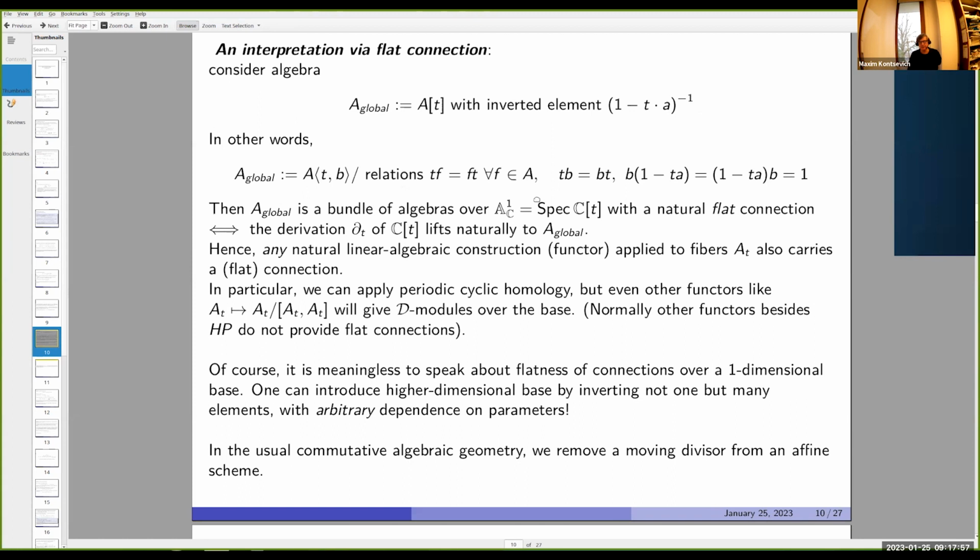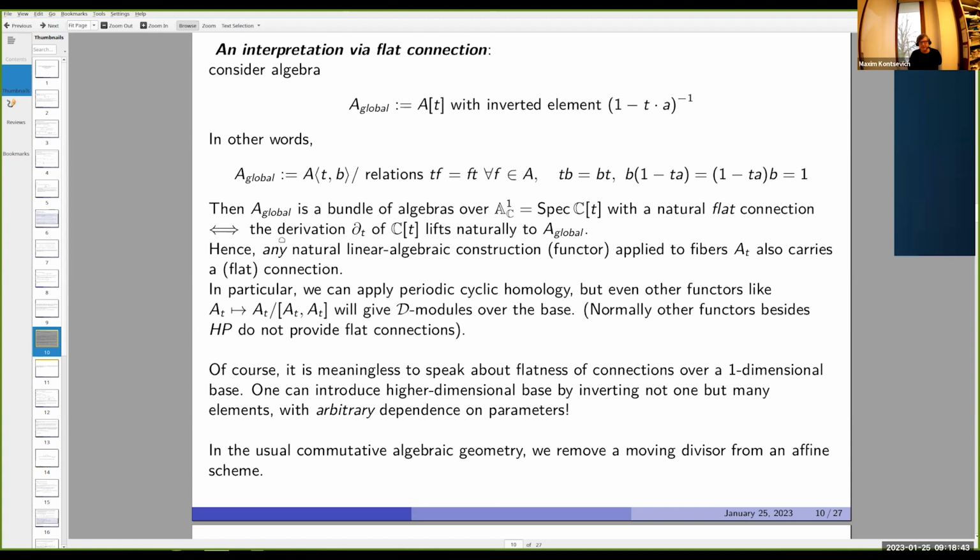Now, this is an algebra over the ring of polynomials in one variable, because t is central. So it's a kind of infinite dimensional bundle of algebras over an affine line, and it has a natural flat connection. What does this flat connection mean? It means that you have a derivation of the center, t, and the derivation naturally lifts to this algebra. It's kind of obvious: when you take the derivative of this inverse element, you get something like its square, so it still belongs to the same algebra. So you get an infinite dimensional bundle endowed with a flat connection.